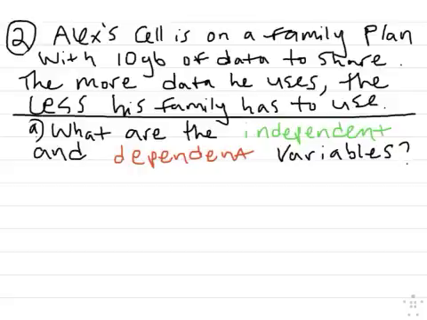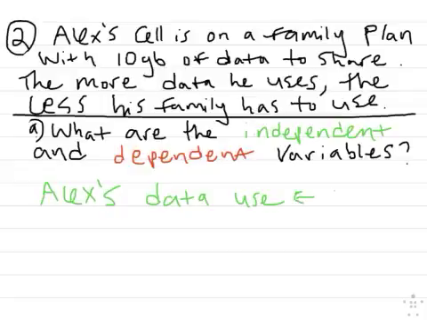So what's the one we're choosing? The event we're choosing is Alex's data use. So that's what we're starting with. Okay, assume Alex uses so much, and so on, right? Then something happens. If this, then that, right? So the "if this" part is the independent variable. And what happens? What's the dependent?